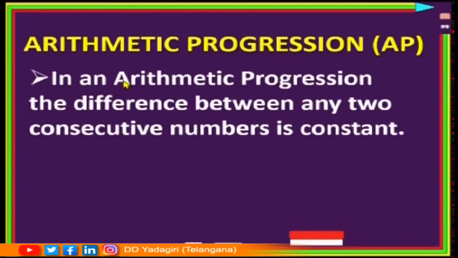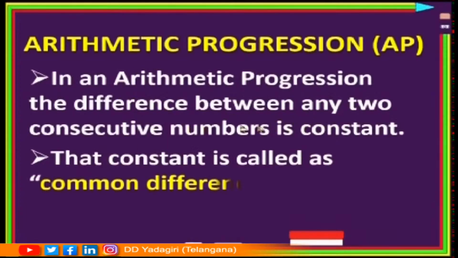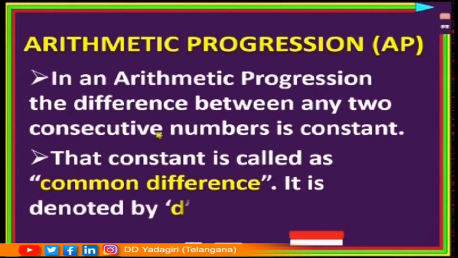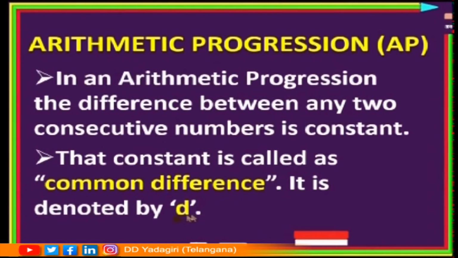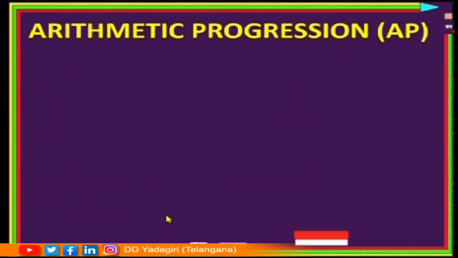Okay, in arithmetic progression, we are getting each term by adding a fixed number to the preceding number, right? So that fixed number is called the common difference. That fixed number is called the common difference. And that is denoted with D. In an arithmetic progression, the difference between any two consecutive numbers is constant. That constant is called the common difference, which is denoted by D.